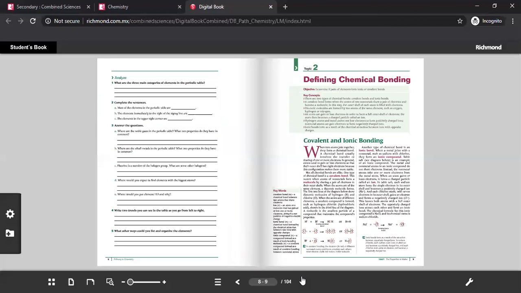Then we started with our chemical bonding, right? And we defined the types of bonding that we have in nature, the covalent and the ionic bonding. We got ahead of ourselves, and we conducted an experiment in the laboratory to show when we have a covalent bonding and when we have an ionic bonding.